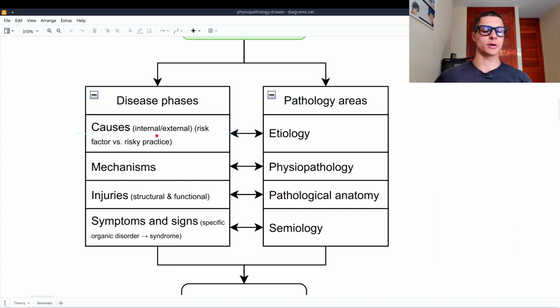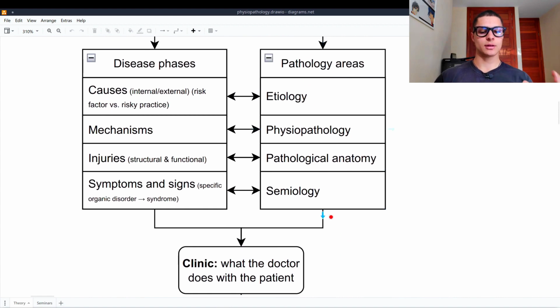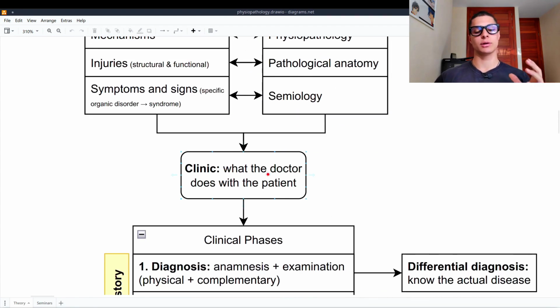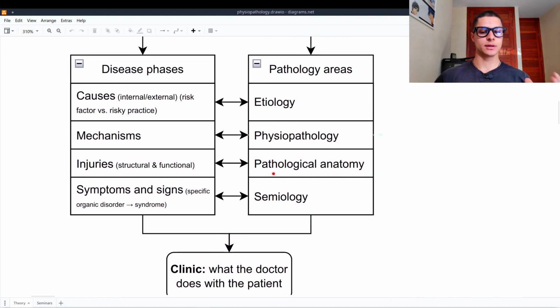Causes, which can be internal or external, this includes risk factors and risk practice, correspond to the etiology. The mechanisms of the disease correspond to the physiopathology, which is what we are going to talk about in this series. The structural and functional injuries that can happen to the body when there is a disease are the pathological anatomy. The symptoms and signs, which indeed are the syndrome, are studied in the semiology. In the clinic, what we do is to study all these areas. Very summarized, the clinic is what the doctor does with the patient. Indeed, he tries to heal him or her using these areas of the pathology.